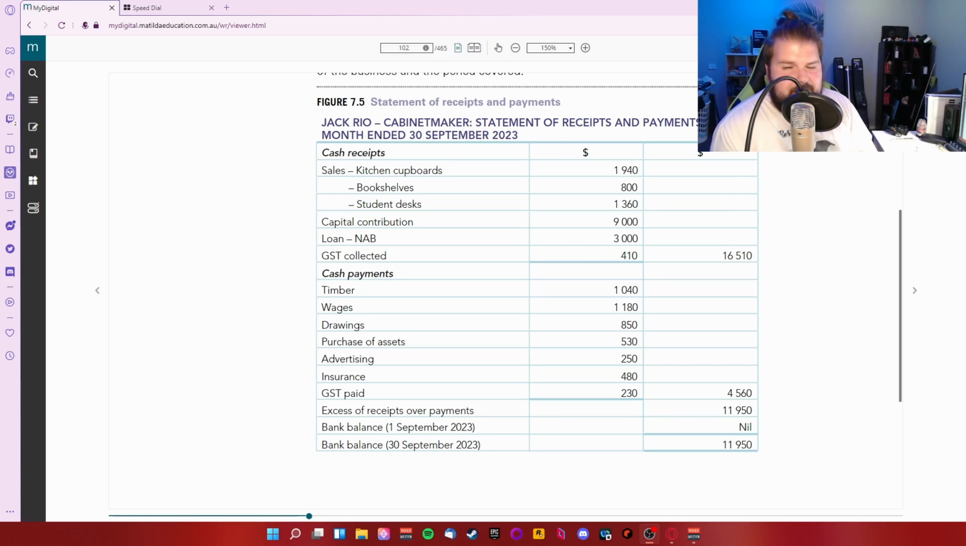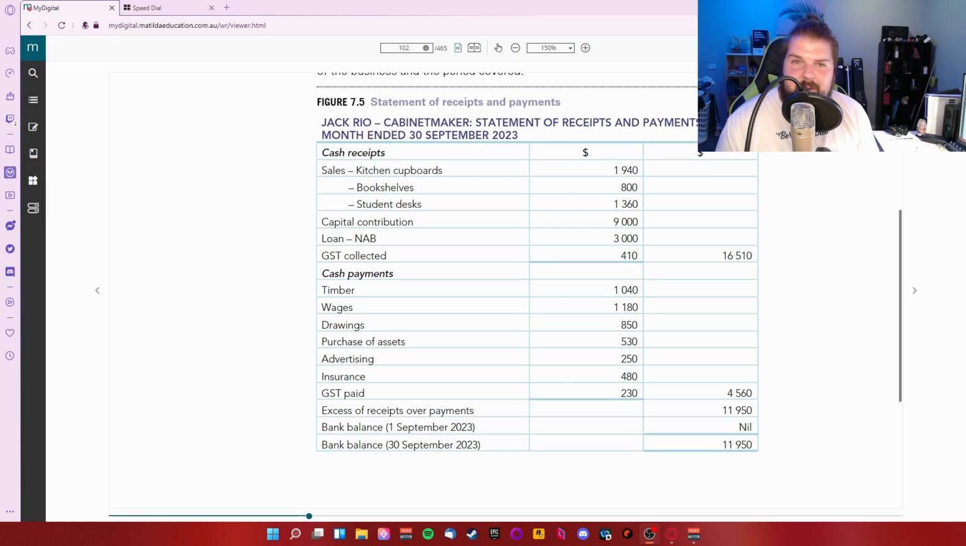Now, statement of receipts and payments. Looking at this, you can see that we've been able to break down where our sales are coming from and where all our different amounts of cash are coming from. You can see that the only things we've actually had to pull out in terms of detail from our journal is the sundries column, of which there are only a couple of things in there. So it gives us our total cash receipts and where it's all coming from. It gives us a breakdown of our total cash payments and where that's coming from. And it gives us our excess amount, our bank at start and bank at end.